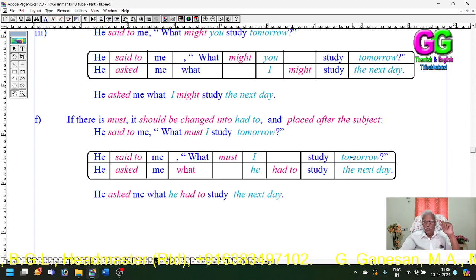Study has been kept as it is. Okay. Then tomorrow, the next day. Then I, first person, refers to the speaker. The speaker is masculine gender. So I has been changed into he. He said to me, what must I study tomorrow? He asked me what he had to study the next day.